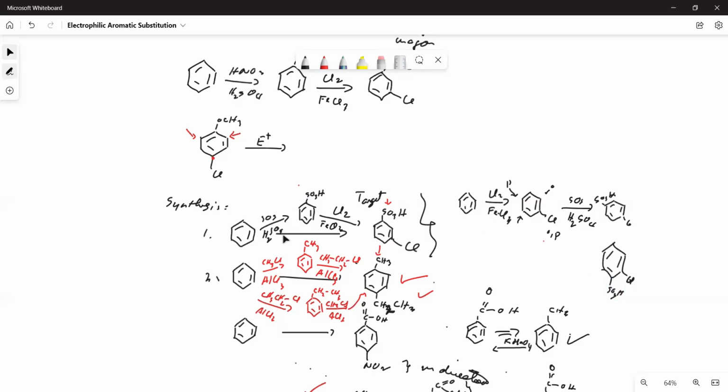So the best sequence would be sulfonation first. So when you do sulfonation, you have benzene sulfonic acid. And sulfonic acid group is an electron withdrawing group, a strongly deactivating group. And you know what are electron withdrawing groups? They are meta directors. So therefore, it will direct the chlorine electrophile at the meta position. That's why you have this as the target product.